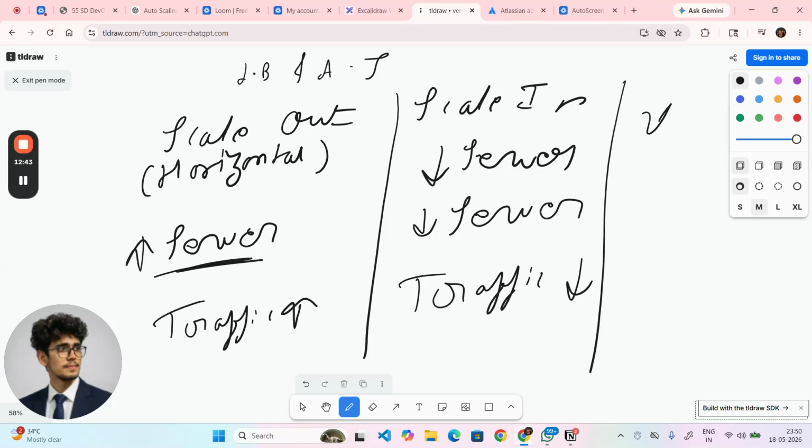The next one is vertical. Guess what we mean by vertical? Here we are not increasing and we are not decreasing the number of servers. Simply, it changes the capacity.